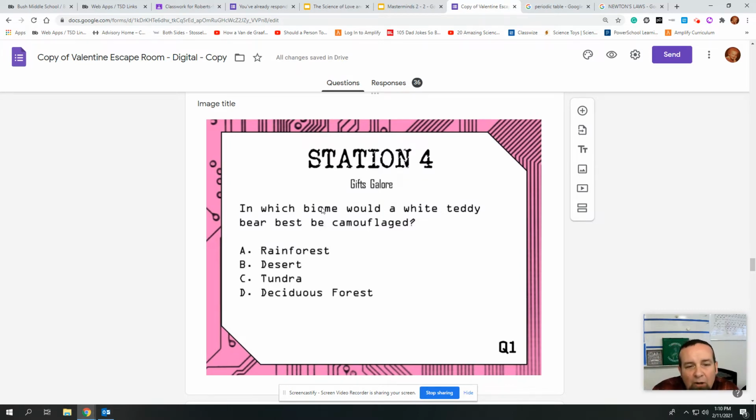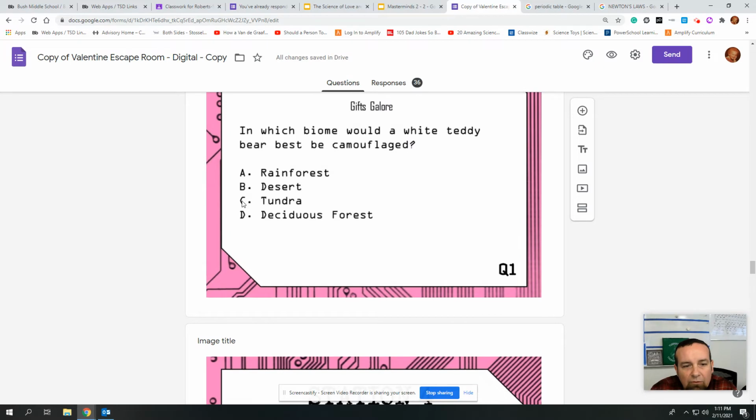So which biome would a white teddy bear best be camouflaged? So biome is just an environment. So which environment that hosts life would it be hardest to see a white teddy bear? So there's a rainforest, desert, tundra, that's up where the Arctic is, and then there's deciduous forest. So for that one, we would want to choose the tundra, right? Because there's a lot more snow and ice up there.